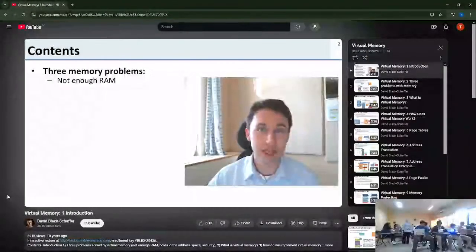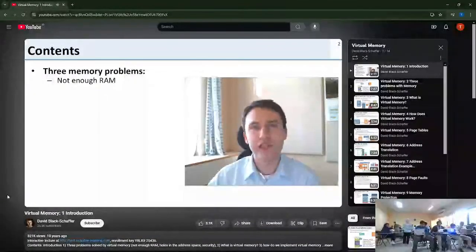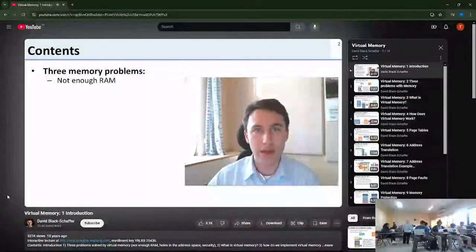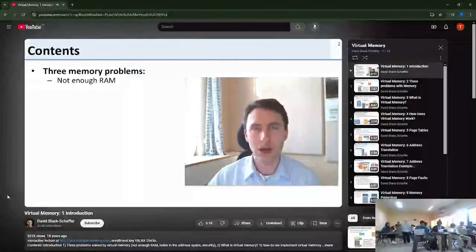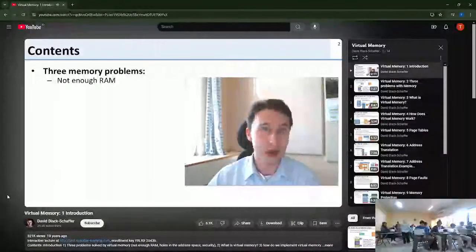Now these days we tend to have tons of RAM in our computers, so this is much less of a problem. In fact, if you run out of memory on a computer today and have to use virtual memory as a result, it generally slows things down so much that it's almost not worth doing. But there are some other problems as well.